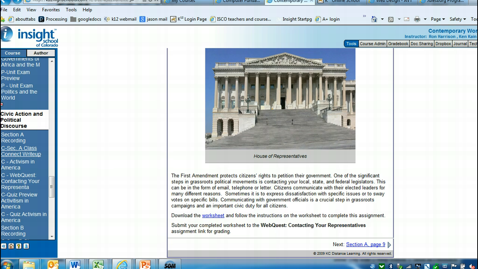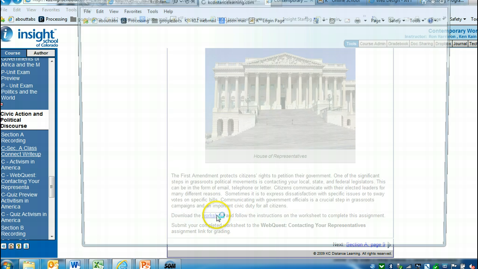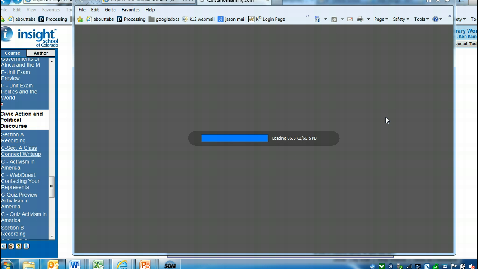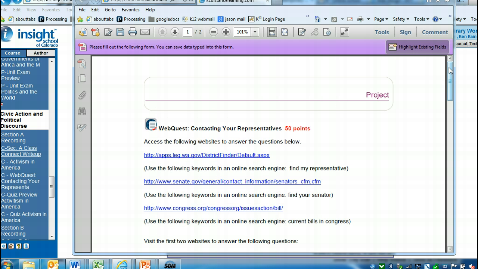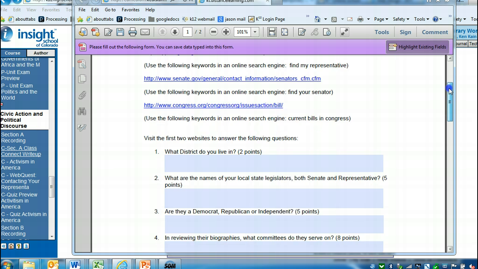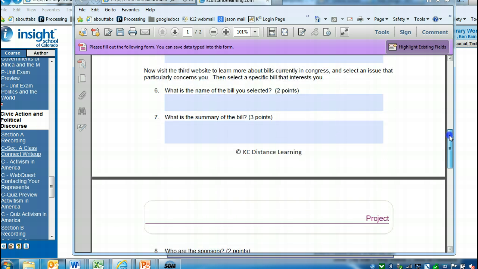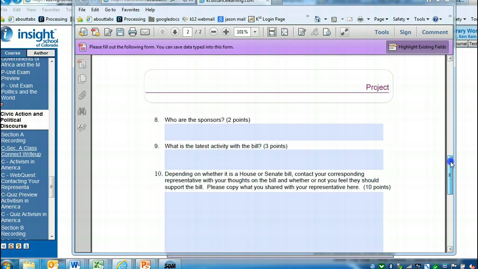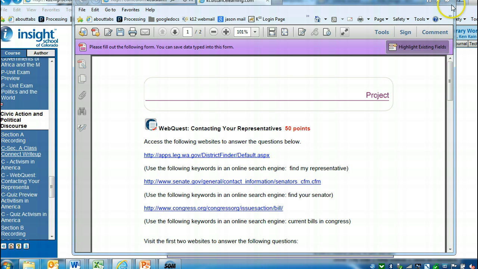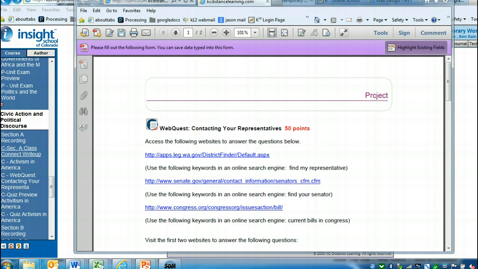So page 8, this is your first assignment, contacting your representatives. Look at this worksheet, and it'll tell you what you need to do about finding out information about the government representatives that you have. You'll go through this, there are websites you can use: what district do you live in, what are the names of your representatives, etc. You do all of that information and then turn that in. You even go and look at a bill that somebody has sponsored. So do all of that work, and you'll learn a little bit about civic action.